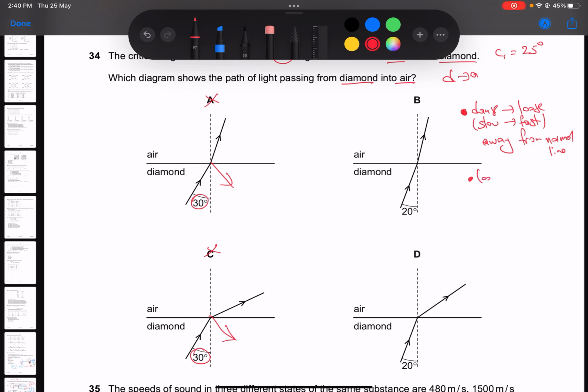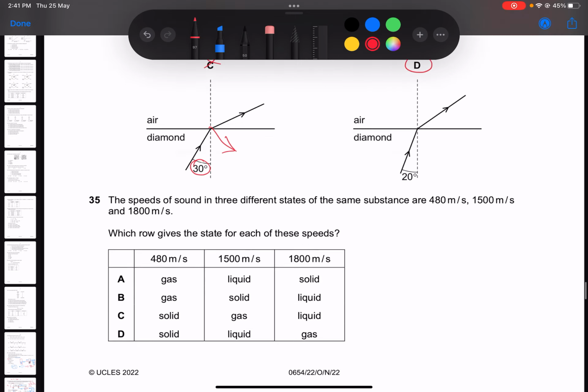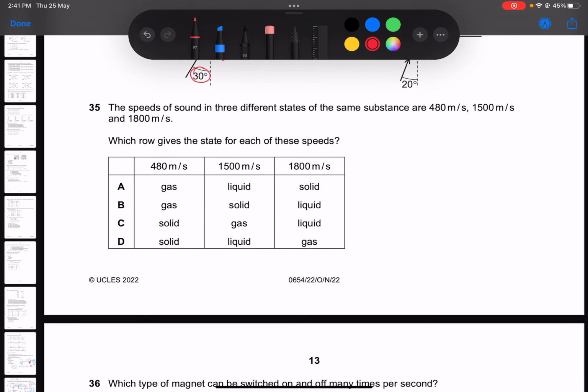How about the opposite? From loose to dense, okay? In loose it will go very fast, but in dense it will go slow, okay? So it will bend towards the normal line, NL, normal line, okay? So the answer is D here, from diamond to air, from dense zone to loose zone, away from the normal line, yeah. Okay.